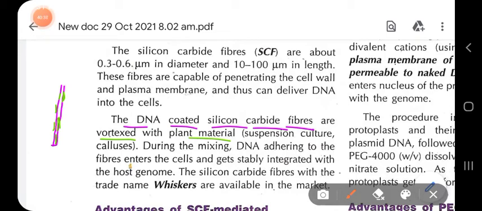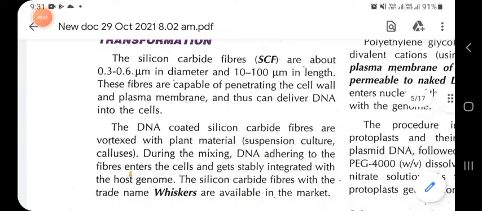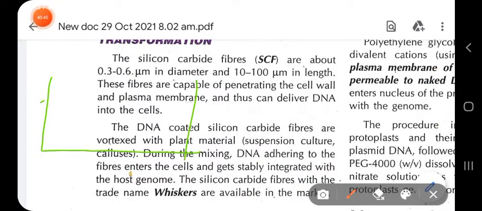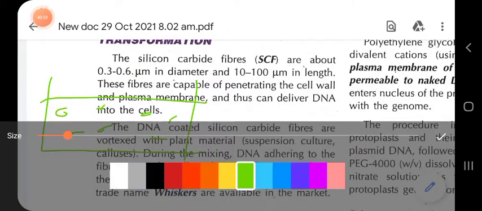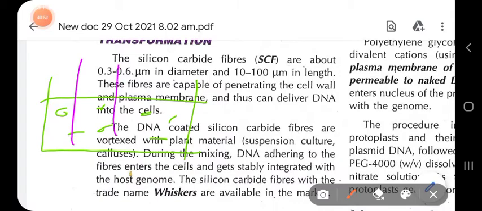Now here the plant material is in suspension culture. We know suspension culture is a liquid culture where the cells are suspended in the solution. So we introduce our silicon carbide fibers into it and we vortex it. During the mixing process, the DNA which is adhering, that means attaching, to the silicon carbide fiber enters the cell and gets stably integrated with the host genome.